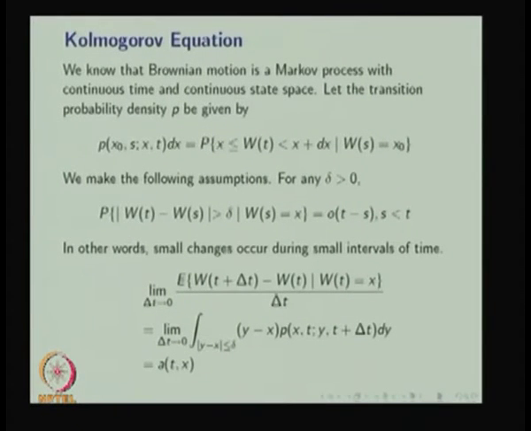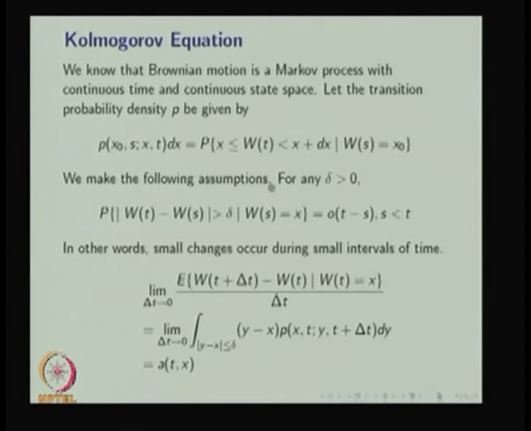Now we can discuss the Kolmogorov equation for the Brownian motion. We know that the Brownian motion is the Markov process with continuous time and continuous state space. We can write down the transition probability density. The transition probability density P will be the probability that Wt lies between x and x plus delta x, given that W0 is equal to x naught.